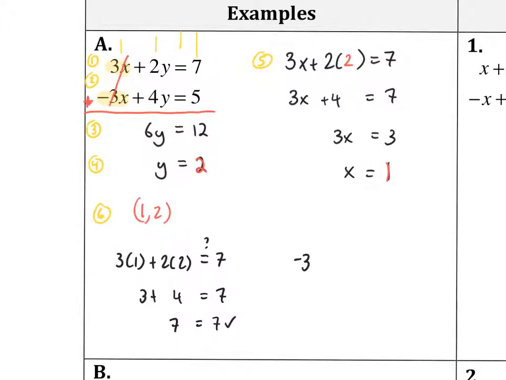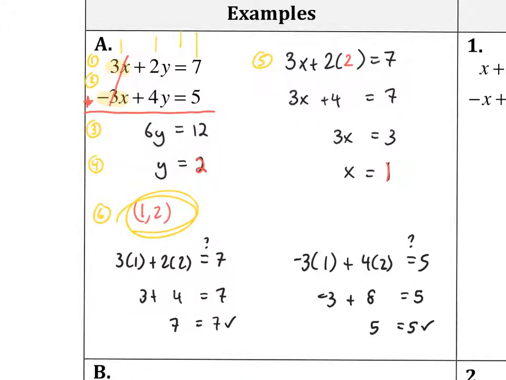Now let's go to the second equation: negative 3 times 1 plus 4 times 2 equals 5, question mark, because I don't know. So negative 3 plus 8 equals 5, and indeed it does work. 5 equals 5. So now I'm going to commit to it by putting a circle around it, and we see that (1, 2) is my solution.